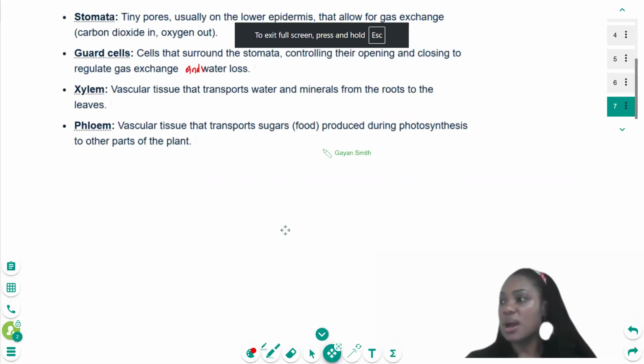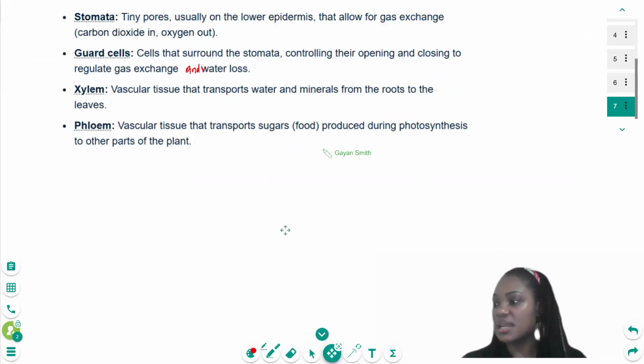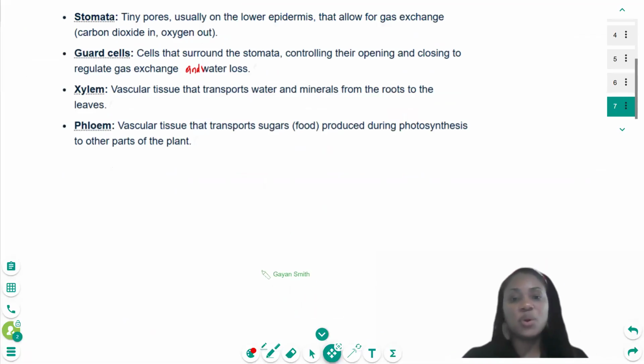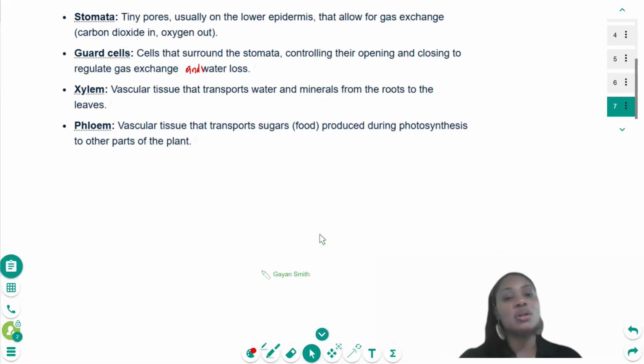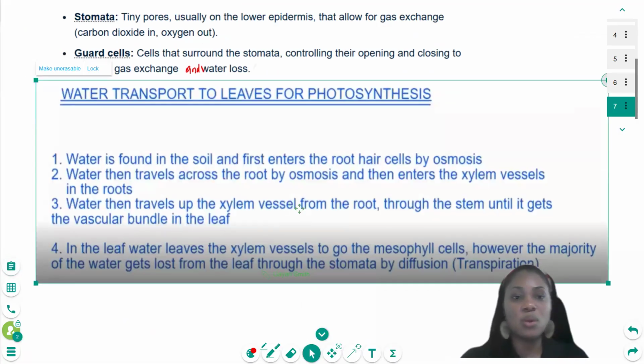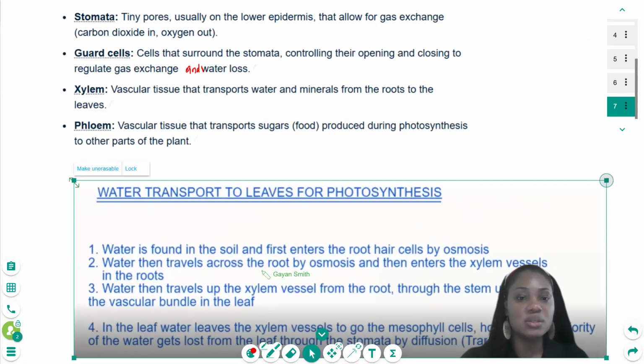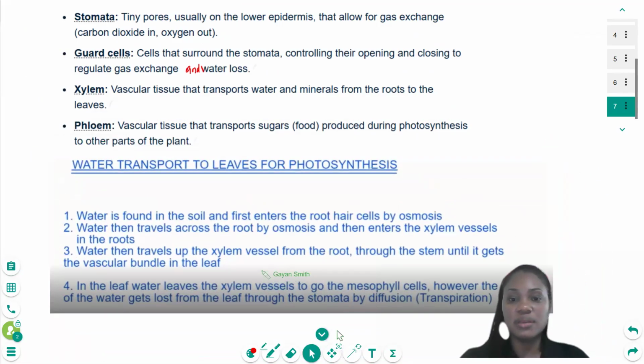So we're looking now at water transport. As we said, that was the main challenge that we had for our leaves in order to do photosynthesis, to get the water to them. So we're going to start exploring exactly how we get the water from the soil to our leaves.